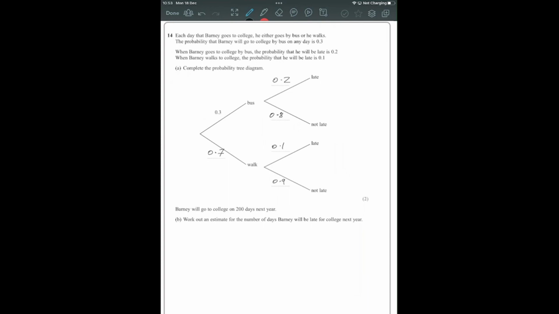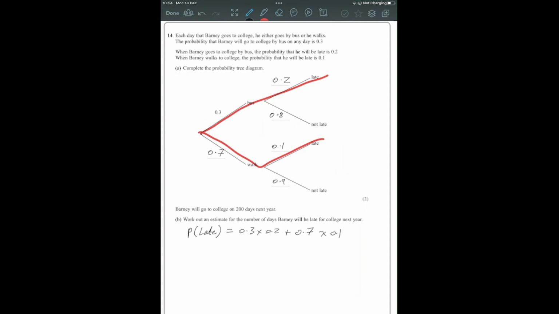Barney's going to college on 200 days of the next year. We want to find an estimate for the number of days he'll be late. So first, let's just work out the probability that he's late. Well, there's two ways to do that. He can catch the bus and be late, or he can walk and be late. So I need to calculate both of those branches. As you go through the tree, you multiply. And for multiple separate branches, you add.